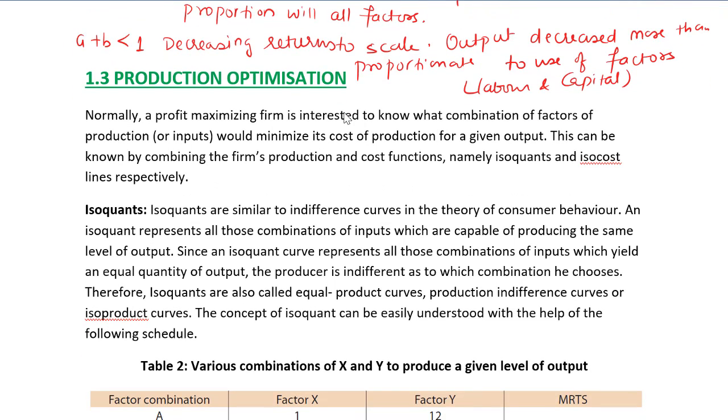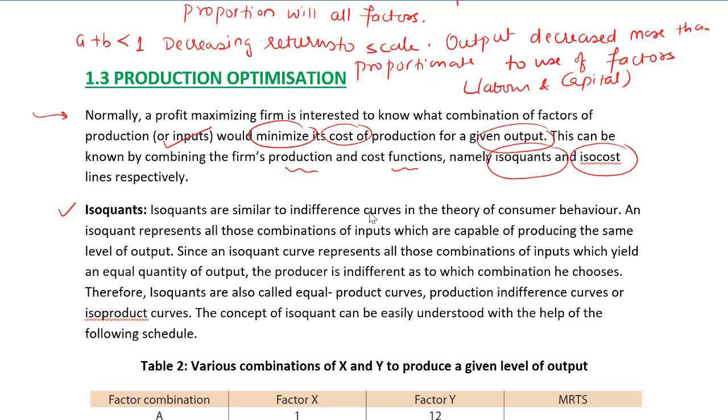The next concept is production optimization. Normally, a profit maximizing firm is interested to know what combinations of factors of production, that is inputs, would minimize the cost of production for the given output. This can be known by combining the firm's production and cost function, namely isoquant and isocost lines respectively. Let's understand what is isoquant.